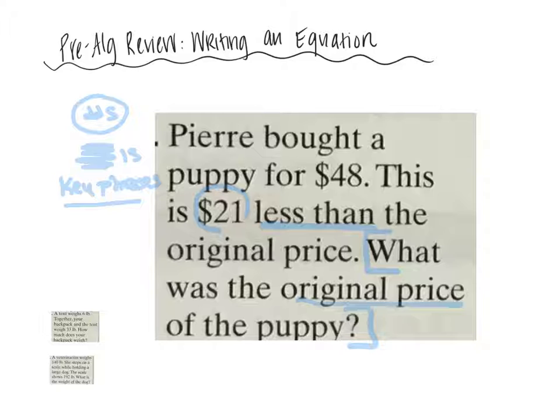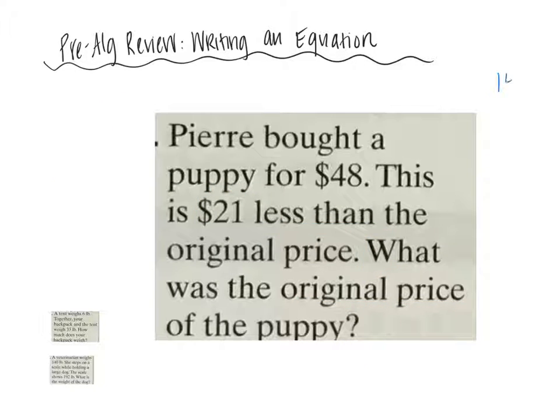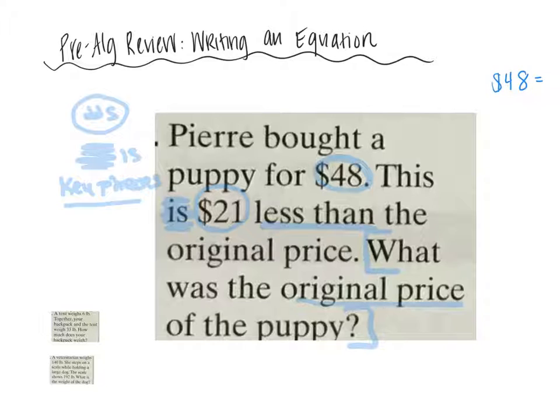All right, now let's look at turning some of this into math speak. Pierre bought a puppy for $48. Okay, I'm going to write down 48 on my paper. This is, "is" always what? Well, "is" is an equal sign. This is 21 less than the original price. Well, "less than" is usually minus, but let's think about this.